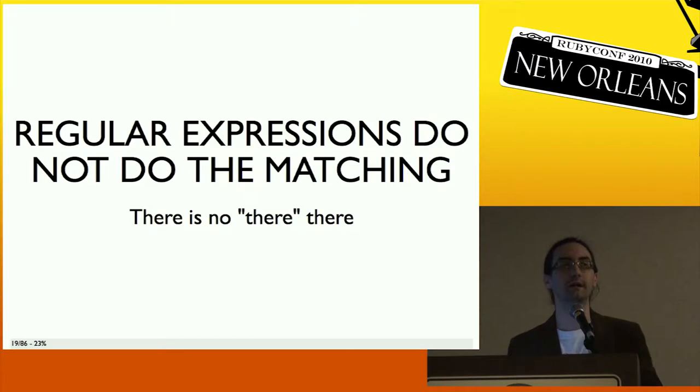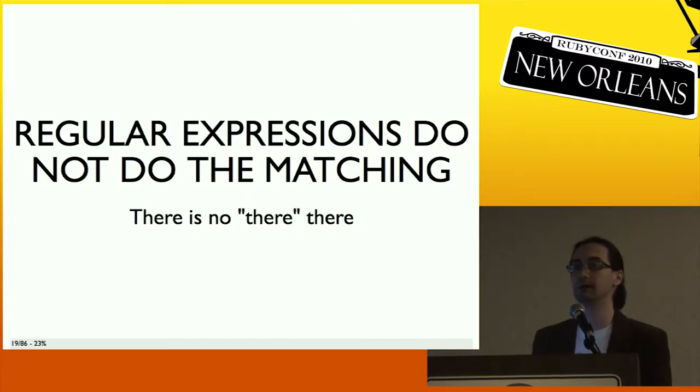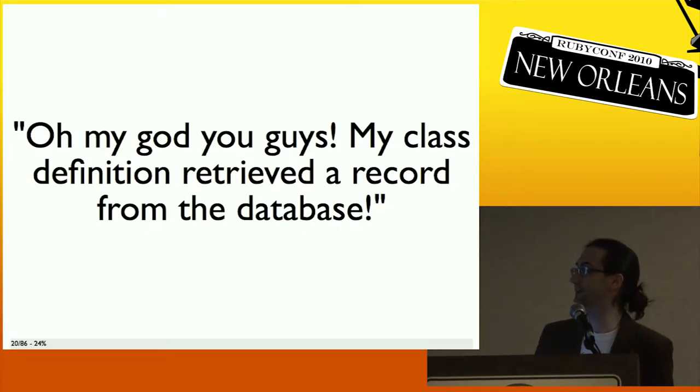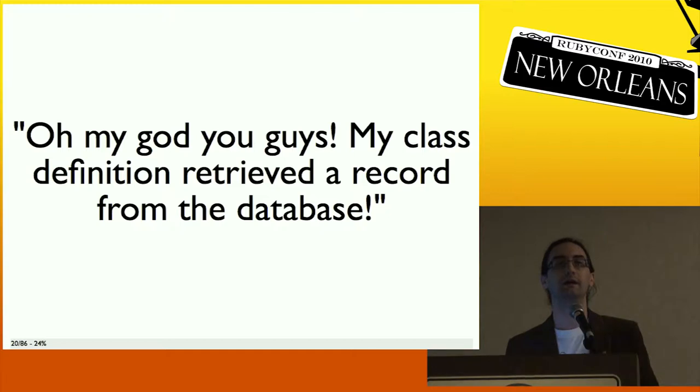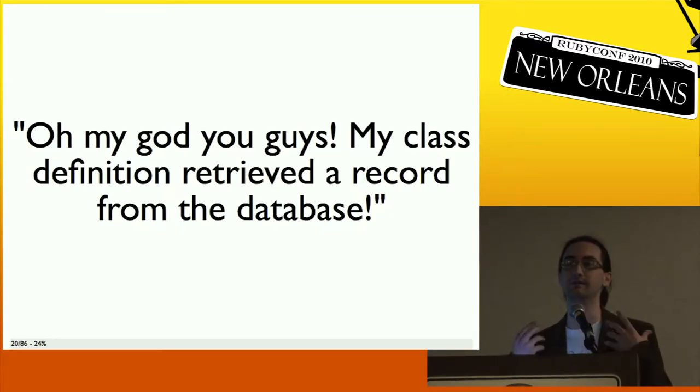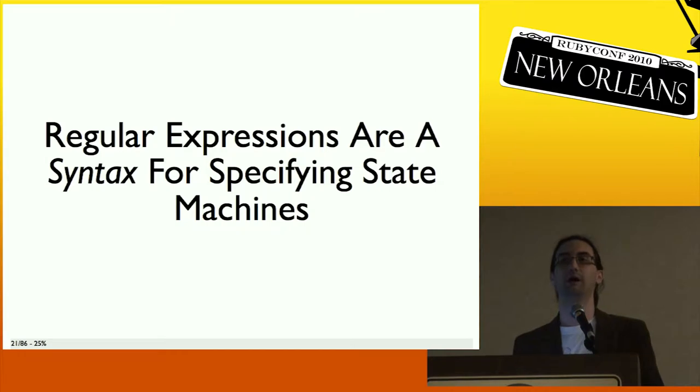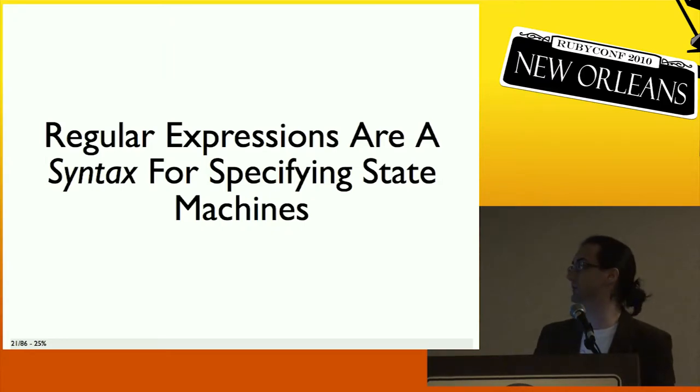When you are running a string into a regex and you're saying, okay, this regex matches X or Y or Z, that regular expression is not matching. What's actually happening is that it's compiling something behind the scenes that is doing the matching. You wouldn't, for example, say, oh my god, you guys, my class definition retrieved a record from the database. That doesn't happen, because the syntax for a class is a syntactic structure which the Ruby interpreter, or any compiler, takes and converts into basically machine code or operations. We don't speak at that level yet. With regular expressions, we do. We talk about this piece of syntax as if it is what is happening, the thing that is doing the work. But that's a red herring.